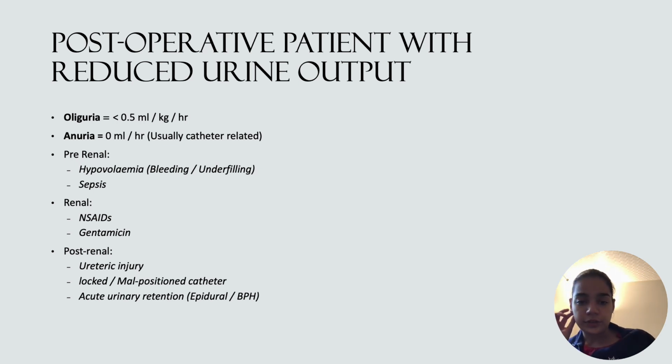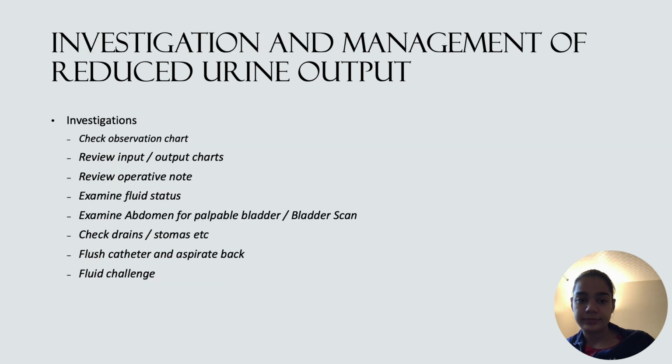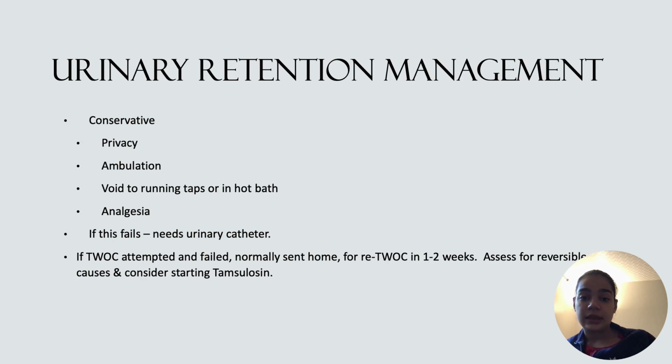Always make sure if you've got reduced urine output that the catheter is actually unblocked. If you don't know how to do this, ask a friendly, kind nurse to help you out. So how would you investigate these patients? You want to check the observation chart, review any input-output, review the op notes, examine the fluid status, examine the abdomen for a palpable bladder and perform a bladder scan, and check drains and any stomas. You also want to flush the catheter and aspirate back and check that the catheter is flushing, and also perform a fluid challenge.